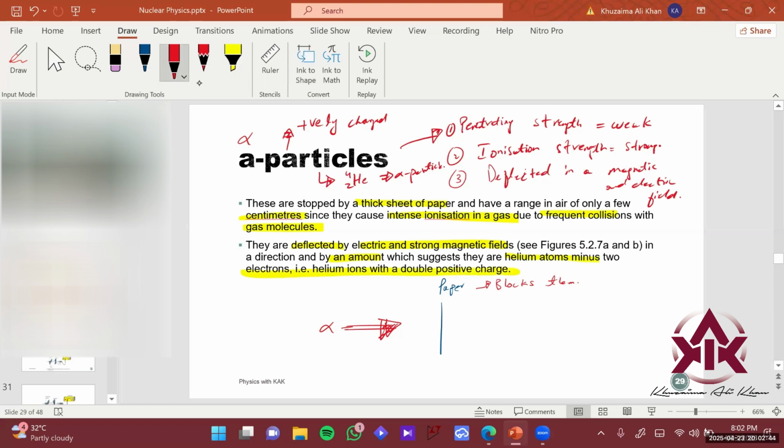So what is a helium atom? It is 4 2 here. It has two protons, two electrons, and two neutrons in a neutral atom. When it becomes ionized, let's say it has lost two electrons. Now it has two protons, zero electrons, and two neutrons. So it is overall positive two, right? It is a heavily positive particle.